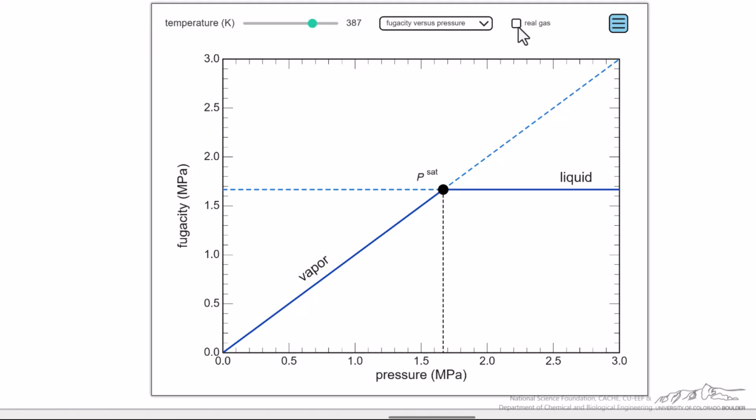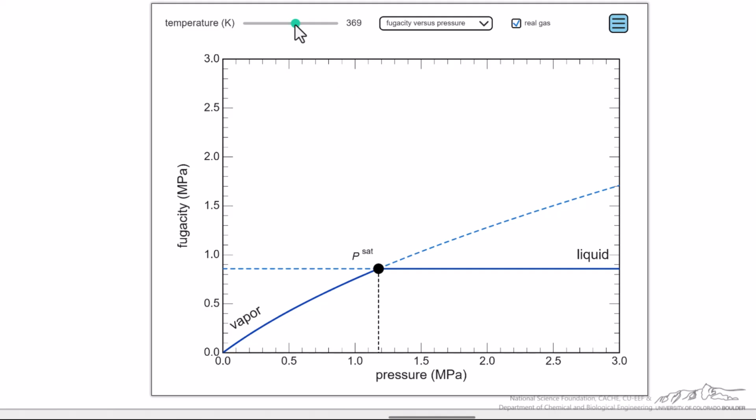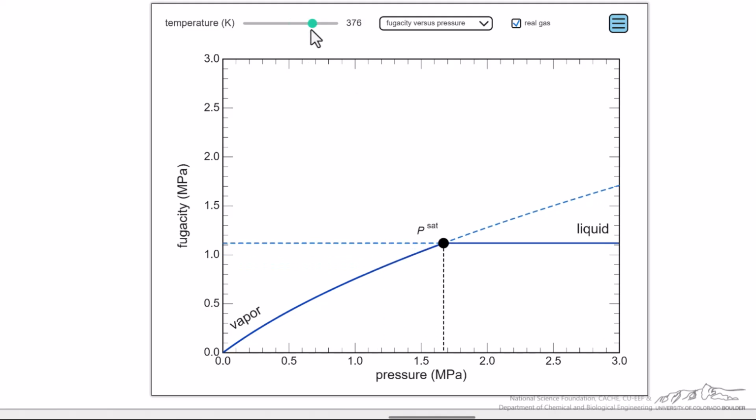because we have higher saturation pressure. And then if in the simulation I click here, then I can show the real gas plot, assuming it's not an ideal gas, and how that changes as we change the temperature for this plot of fugacity versus pressure. Fugacity is very important in terms of phase equilibrium, so it's important to understand this behavior of liquid and vapor fugacity dependence on temperature and pressure.